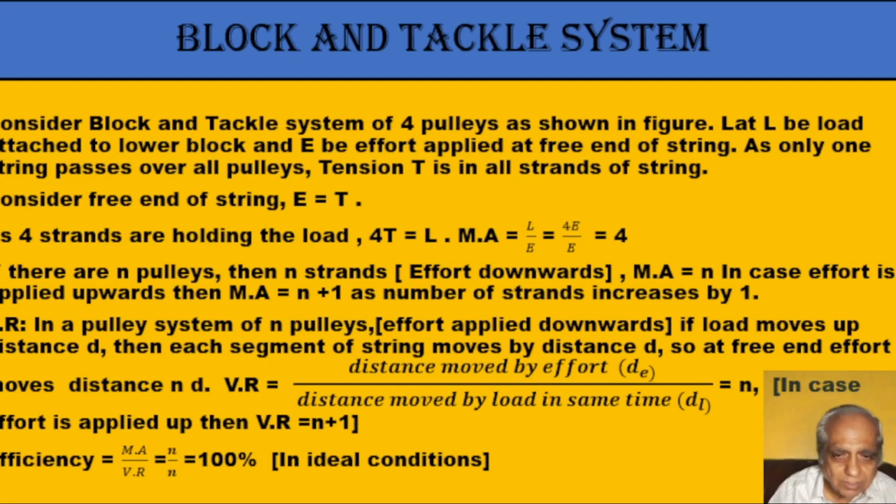Now what I have explained to you, I have written it here. As 4 strands are holding the load, 4T is equal to L. T is equal to L upon 4. So mechanical advantage is 4, and velocity ratio also we are getting 4. Is it alright? You can read this if you want. I will give you 2 minutes.